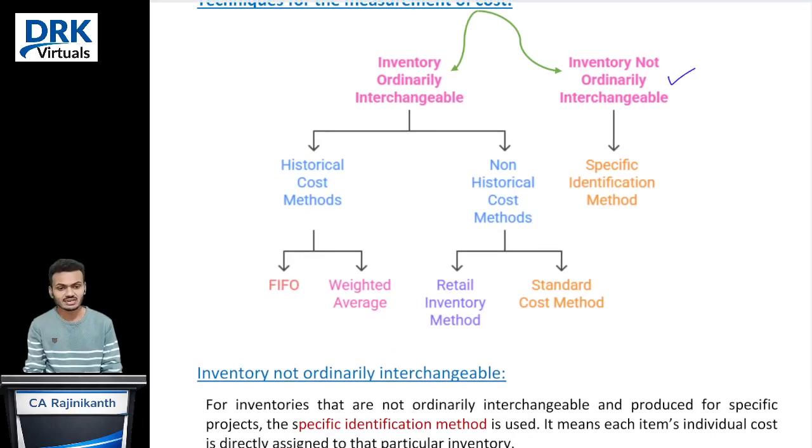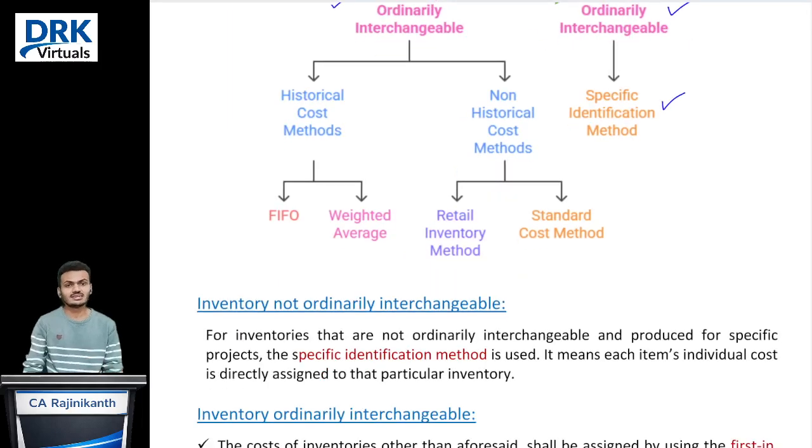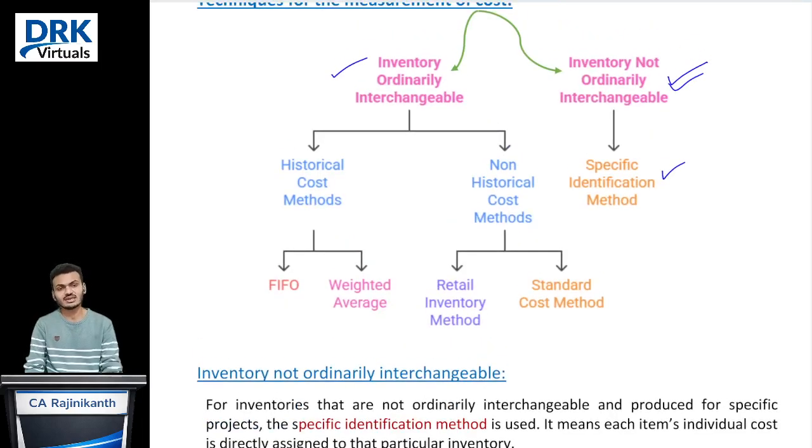If the inventory is not ordinarily interchangeable, what does that mean, sir? They are unique, customized. In that case, follow the specific identification method. It means the cost specific to that particular inventory can be considered. Okay. And next one is inventory ordinarily interchangeable. It means inventory can be replaced. In the first case, inventory cannot be replaced. They are unique, they are customized. In this case, inventories can be replaced.